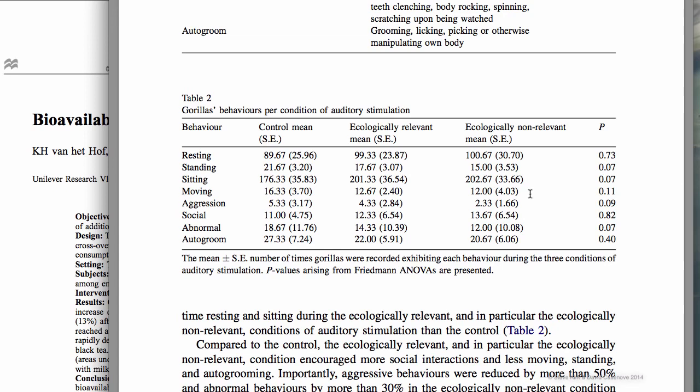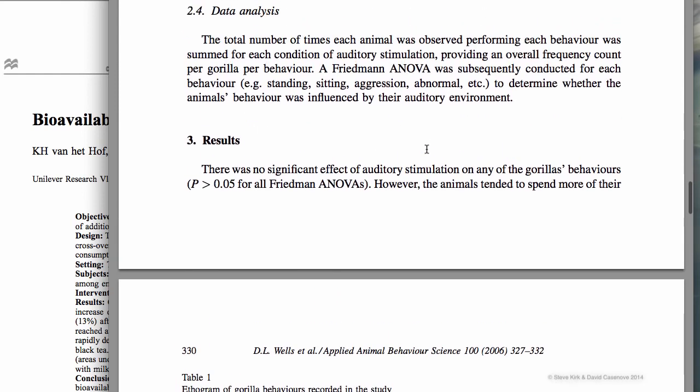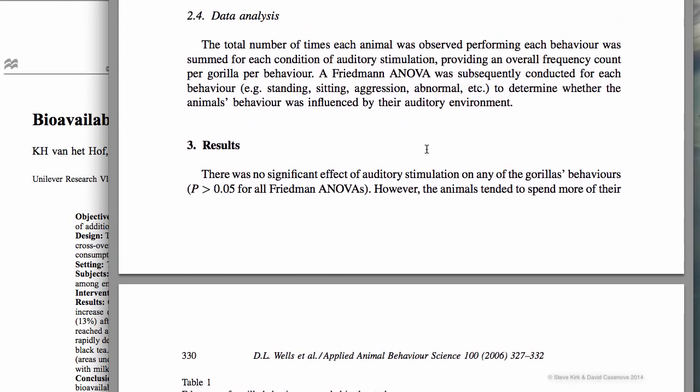And the numbers in parentheses represent the standard error. We can see that none of the p-values are less than 0.05, so none of the results are significant in this particular study. Now let's look at the text. Notice that they start with the paragraph, not with the table. First, they explain the main result. Notice that there are no significant results.